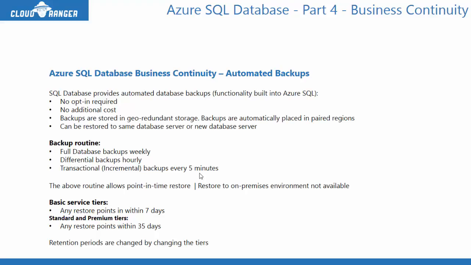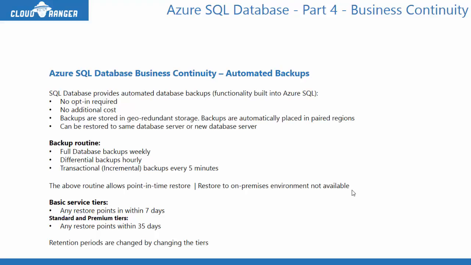That means that every 5 minutes, you pretty much have an incremental backup. Every hour, you have a differential. And weekly, you have a full database backup. So it gives you a point in time. You can choose any point in time and say, "Hey, I want to restore this backup to this point." And that's what it does for you. Restore to on-premises environment not available. So unlike our previous export to backup solution, you cannot restore through this method to your on-premises environment. So that's one thing you definitely have to remember.